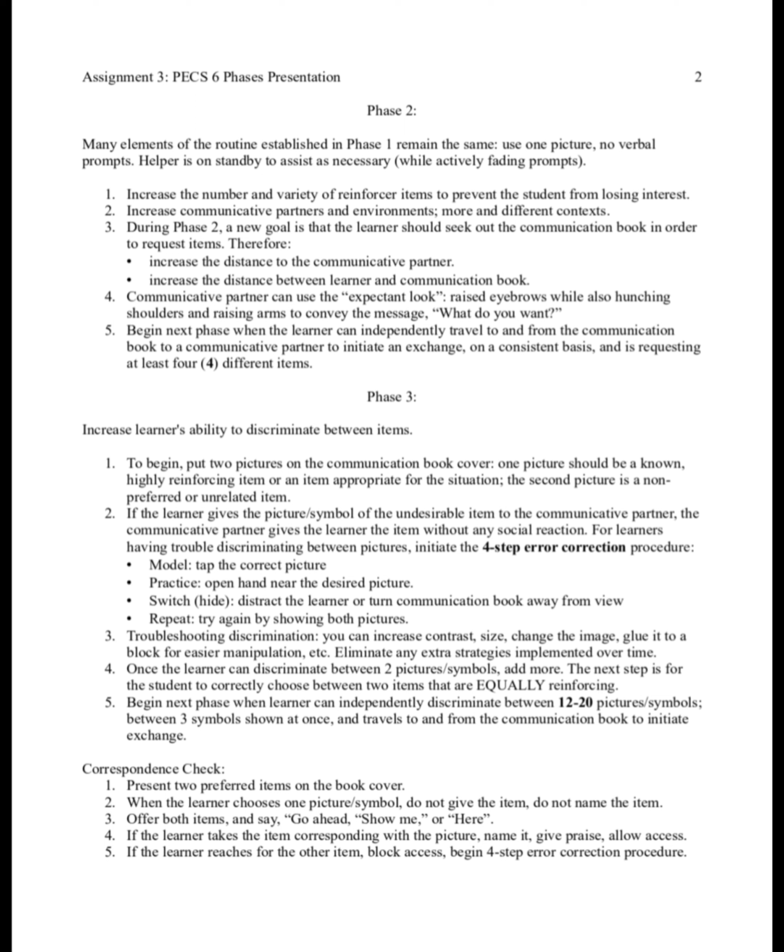Troubleshooting discrimination. You can increase contrast, size, change the image, glue it to a block for easier manipulation, etc. Eliminate any of these extra strategies implemented over time. Once the learner can discriminate between two pictures and symbols, add more. The next step is for the student to correctly choose between two items that are equally reinforcing.